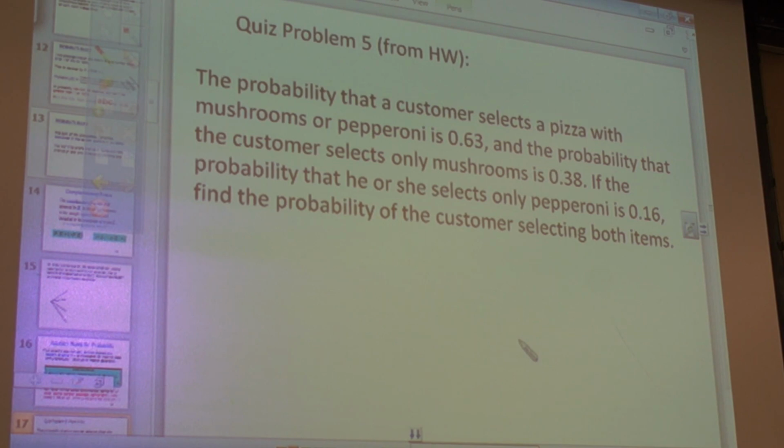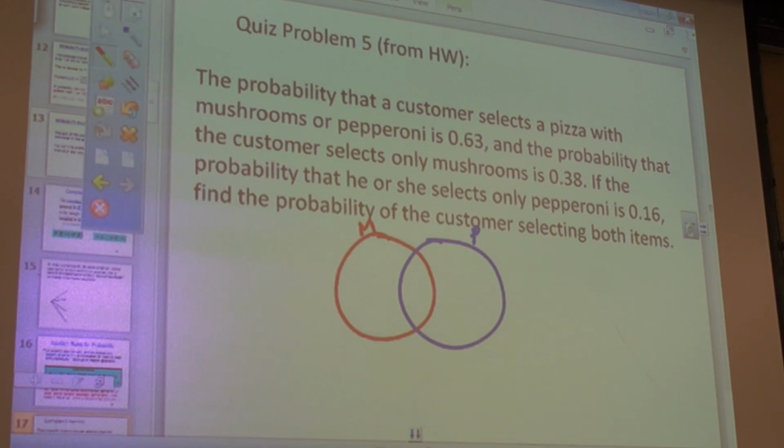So the easiest way to do this one, if you get it on the homework, is to draw a Venn diagram. So here's my Venn diagram. The red is mushrooms. The blue is pepperoni. They're saying that the probability of all of these, that you get one or the other, is 0.63. They're purple, right? They're also saying that the probability of mushrooms only, so if your homework says only, then that doesn't mean the red thing, which is what I thought it said, because that's not right. It says only, so that means it's just this part here. So this part is 0.338.